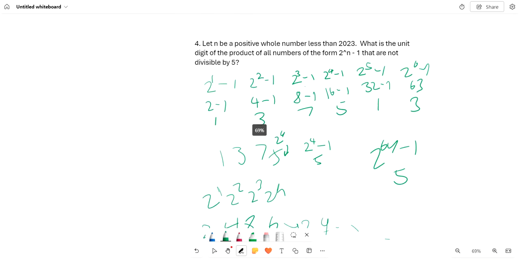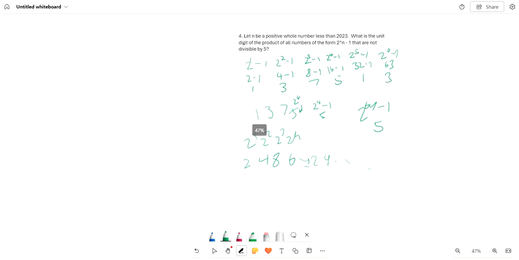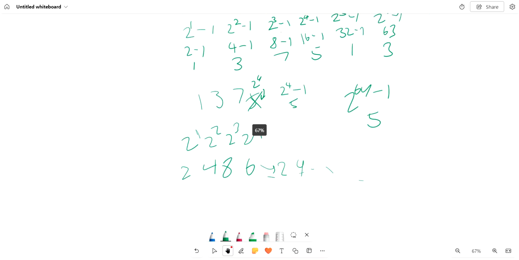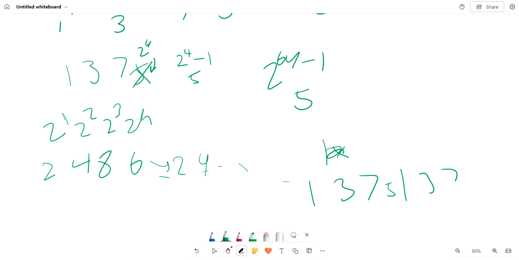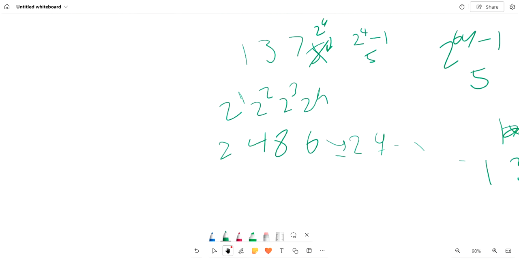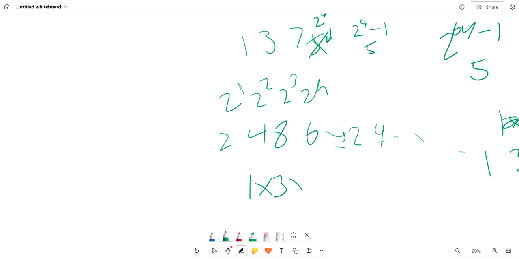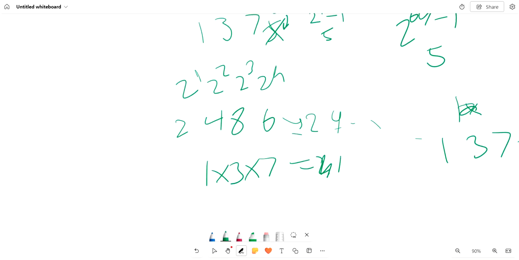So it's asking us for the product of the numbers of the form 2 to the n minus 1 that are not divisible by 5. So we exclude this, and we just have like 1, 3, 7, 1, 3, 7. But the 5's still in there because we can't exclude it. We're just not counting it in our product. So when we multiply 1 times 3 times 7, we get 21. And we only want the units digits because the tens can't affect the units. Okay, that's 1.